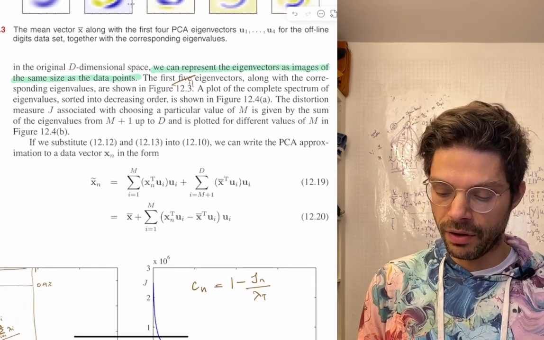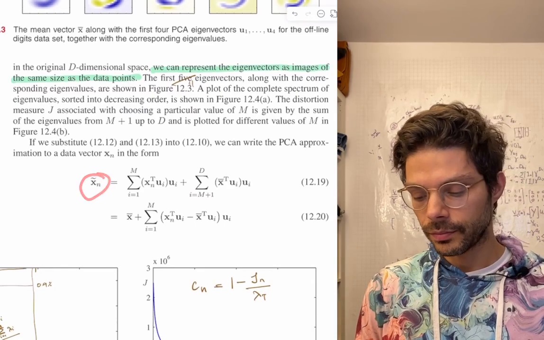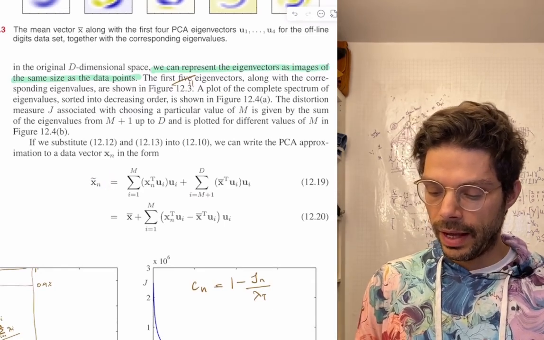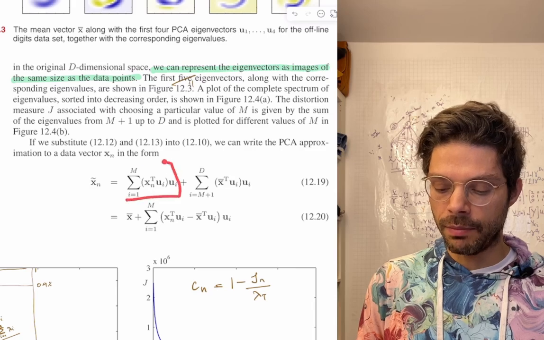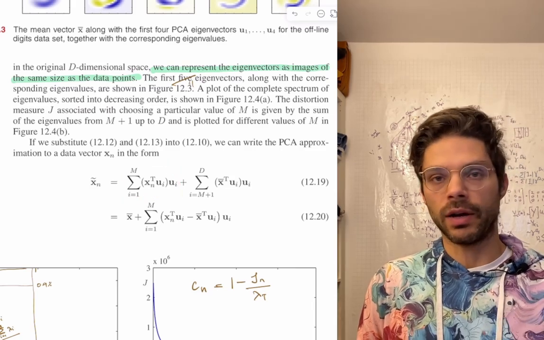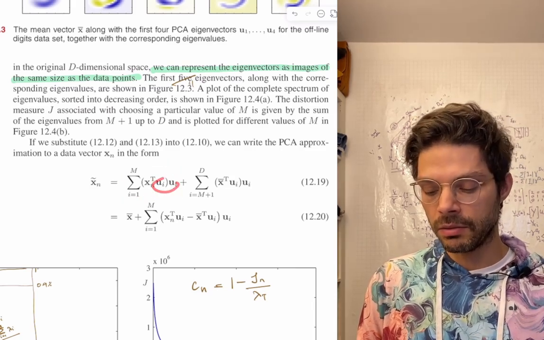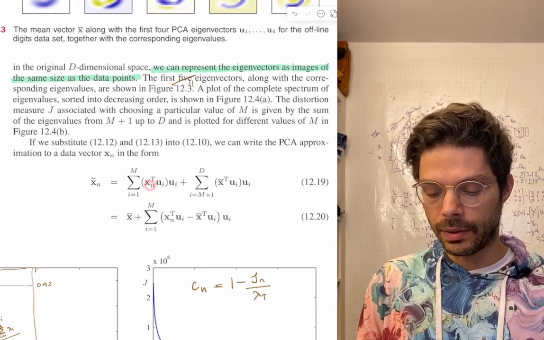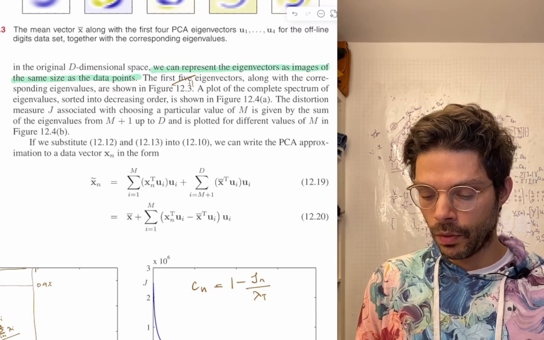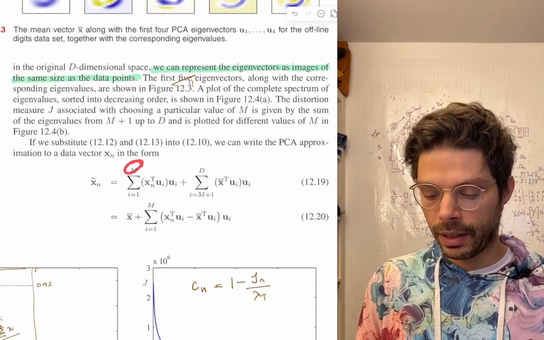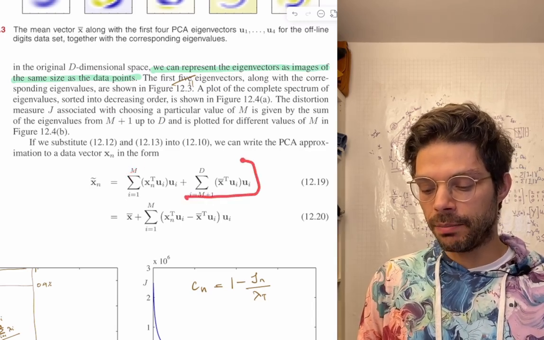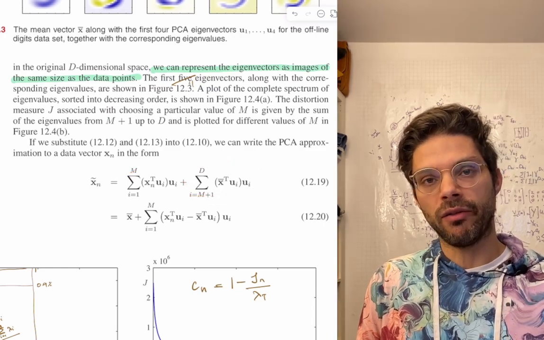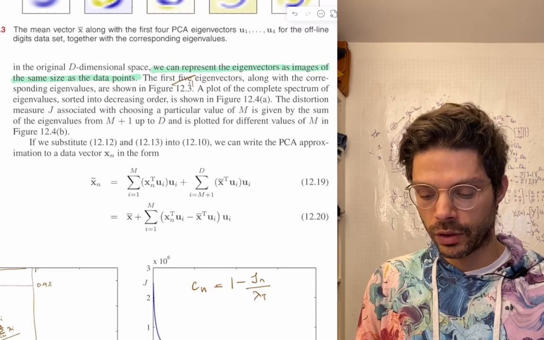So notice what we have here. We've got our data set, and the first M components we're just reconstructing in the basis, with data-specific terms. Sorry, the first M, capital M. But notice that the remaining components we're just setting to their mean value, right? This is where the data compression comes in.